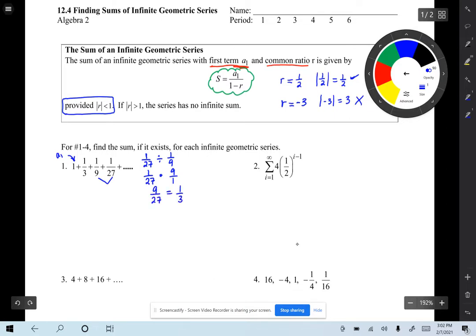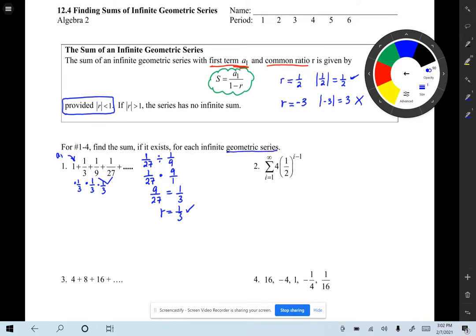And then look at 1/3. The absolute value of 1/3 is 1/3, which is smaller than 1. So you can find the sum. So now to use the formula, and we know it's an infinite geometric series, so you don't have to find the common ratio. But if you took 1 times 1/3, you would get 1/3. If you took 1/3 times 1/3, you would get 1/9. If you took 1/9 times 1/3, you would get 1 over 27. That's not something you need to take the time to do because it tells you it's a geometric series already.